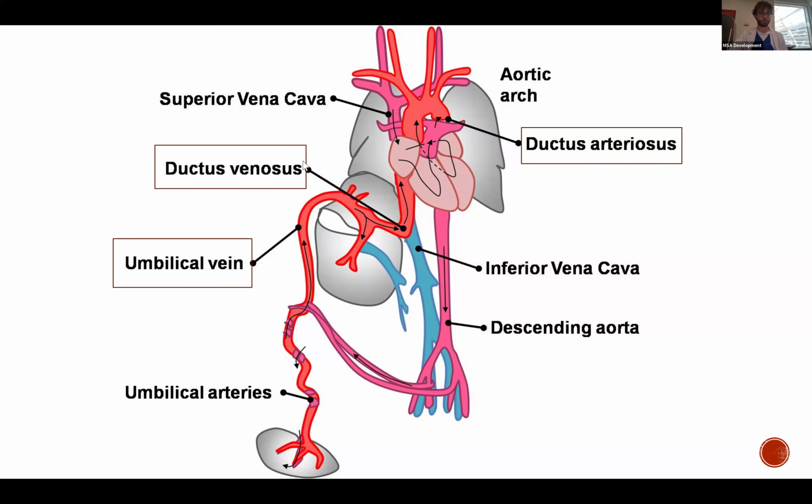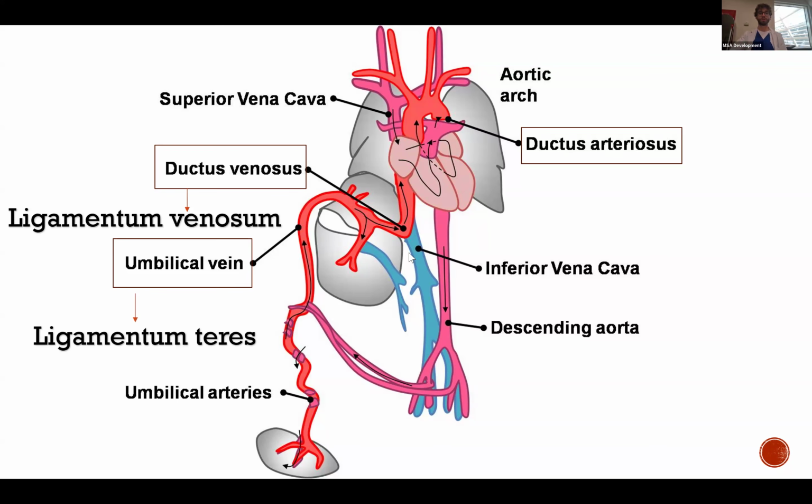Last but not least, we have the ductus venosus. These are the three structures that bypass certain things in the baby to improve the oxygen transport. Of course, now, after we've been born and after we have grown up, these structures aren't there anymore.